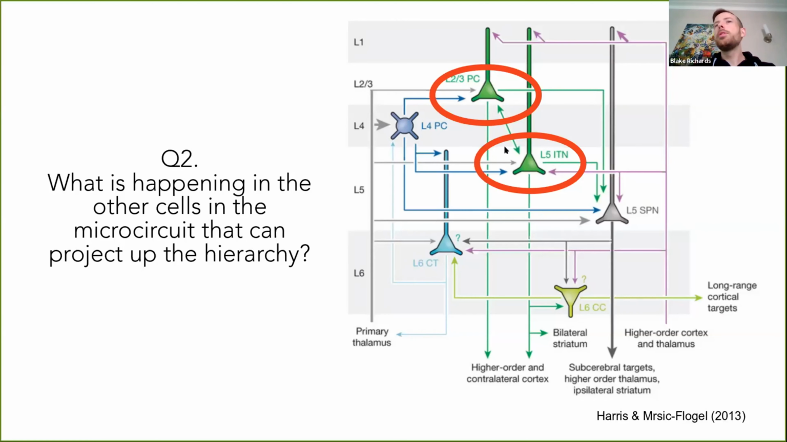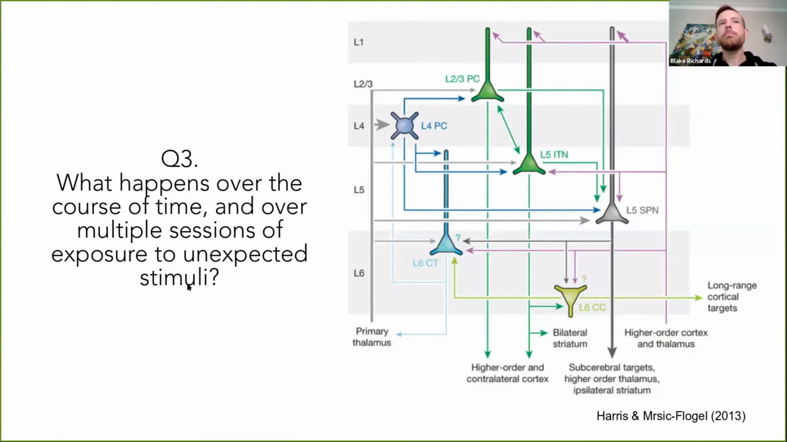And people don't really know what happens in layer 5 cells when these unexpected stimuli occur, so we wanted to address that as well. And then lastly, we wanted to understand what happens over the course of time. So if you encounter some unexpected stimulus and then you see it repeatedly again and again and again, what happens in terms of the changes in neural responses over the course of these repeated exposures?